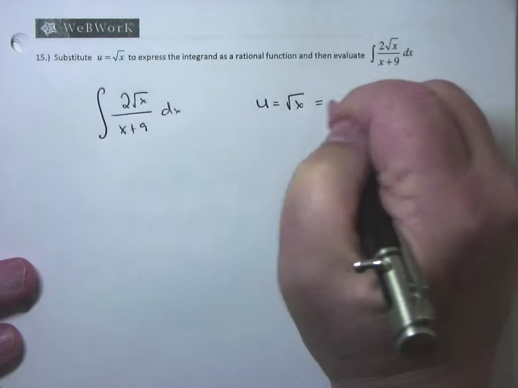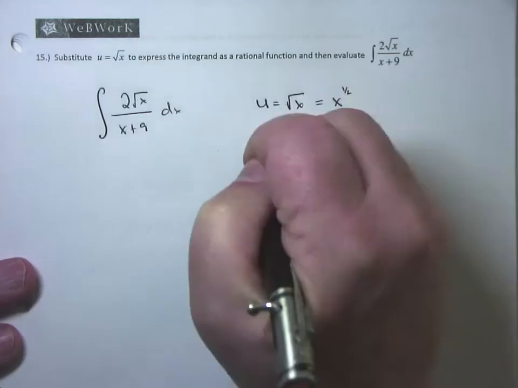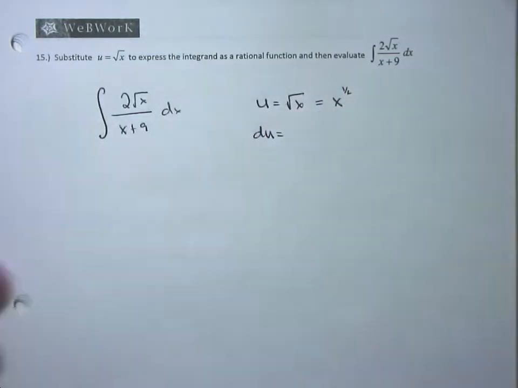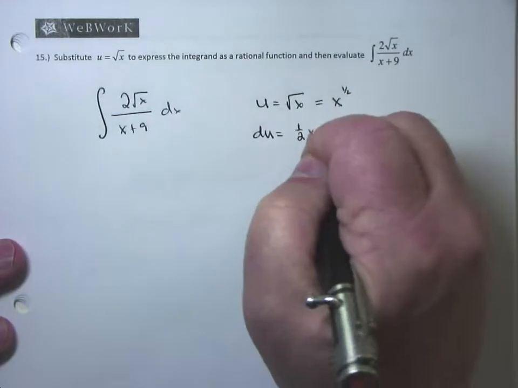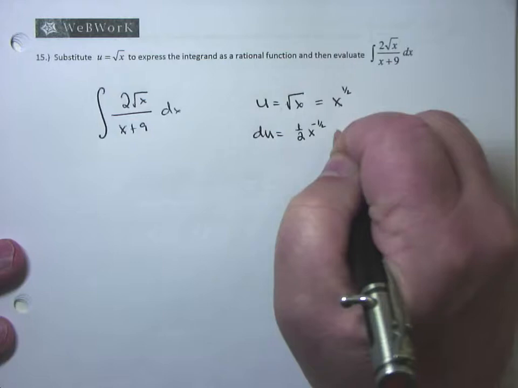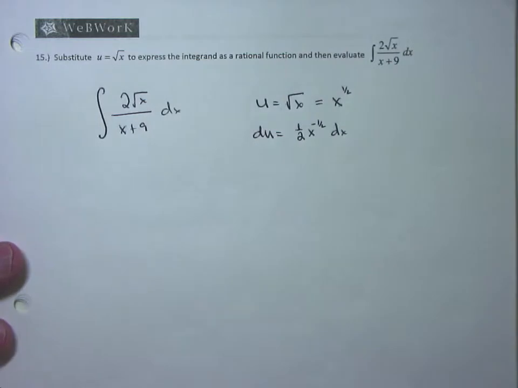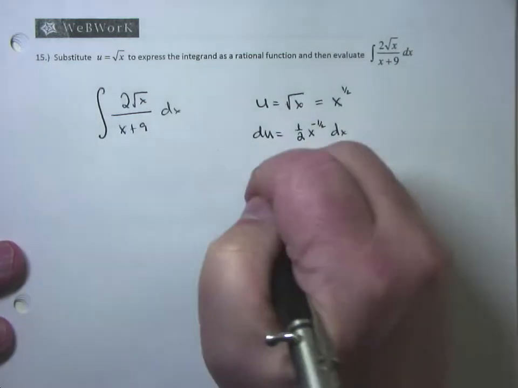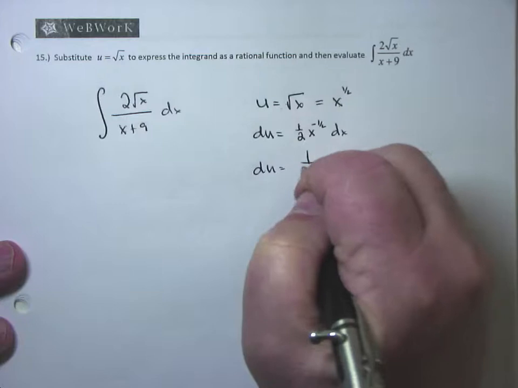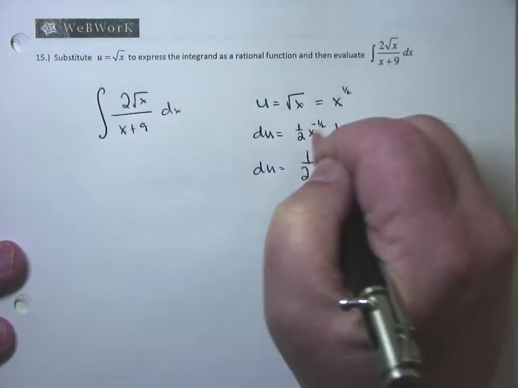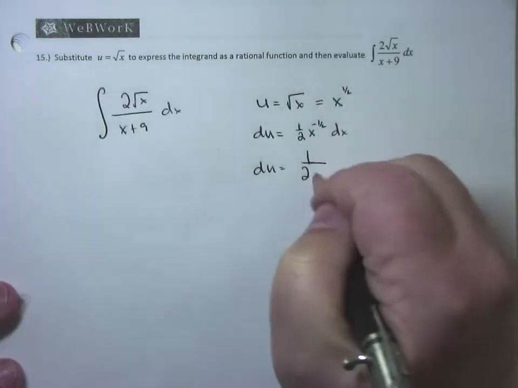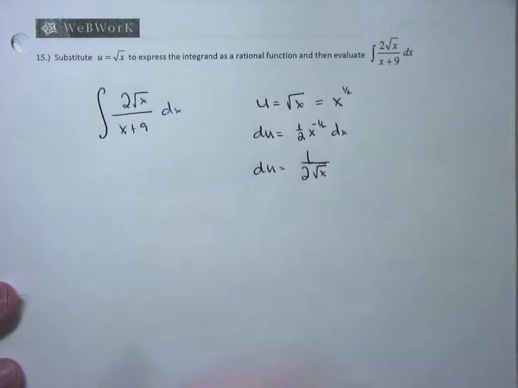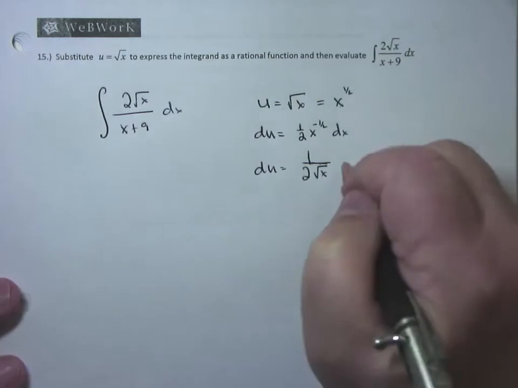I don't do square root, so that's x to the 1 half power. Then with u substitution, I got to find du. What's the derivative of x to the 1 half? That is 1 half x to the negative 1 half dx. Clean him up. The du is equal to 1 over 2 x to the negative 1 half. A negative exponent goes on the bottom, and a half a power is a square root. So that's going to be 1 over 2 times the square root of x, with the square root of x being in the denominator, dx.